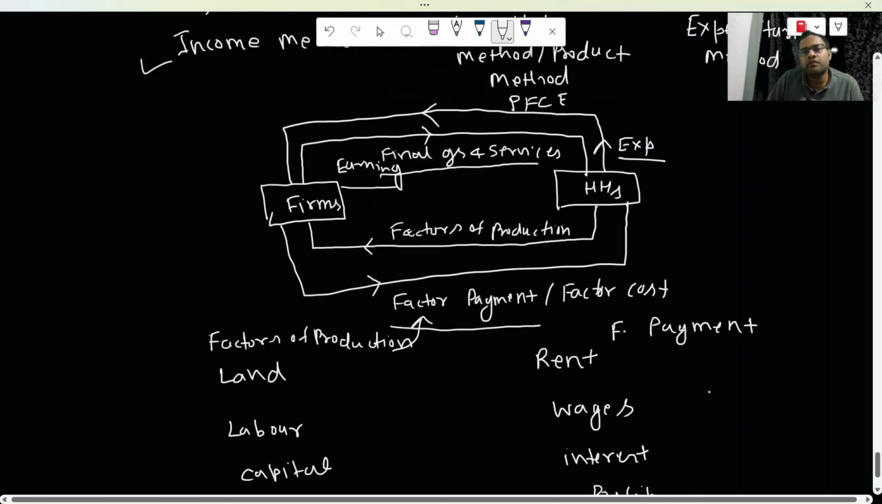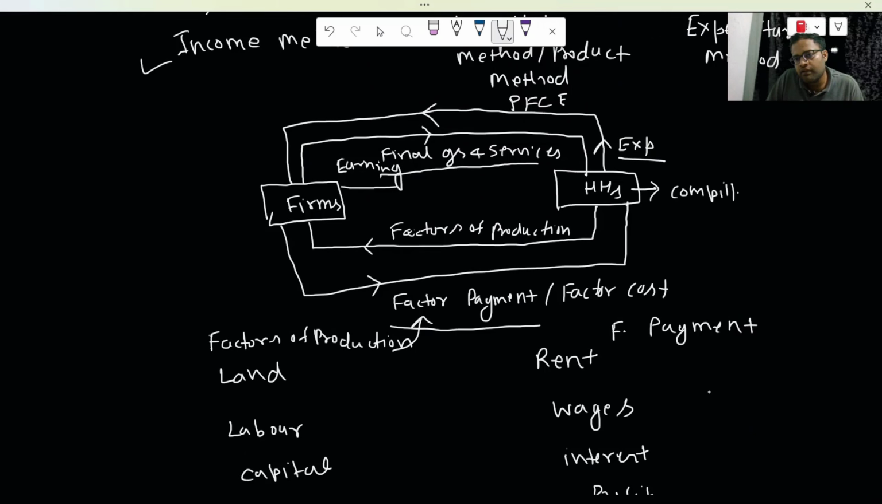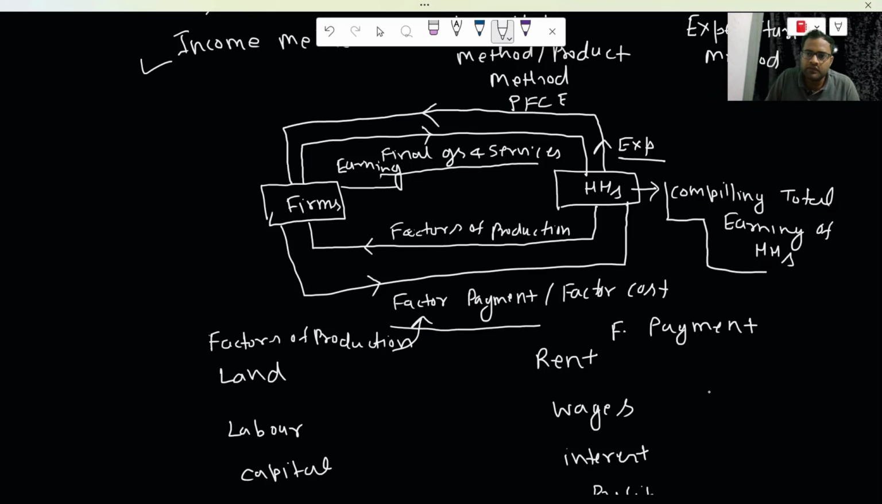So you can calculate the national income by compiling the total money value, total earning of households. If you are calculating national income by compiling the total earning of households, that would become the income method. As we had seen that one's income is the second one's expenditure, so we can calculate national income just by compiling one's income. That would be the entire national income. So it is known as the income method.